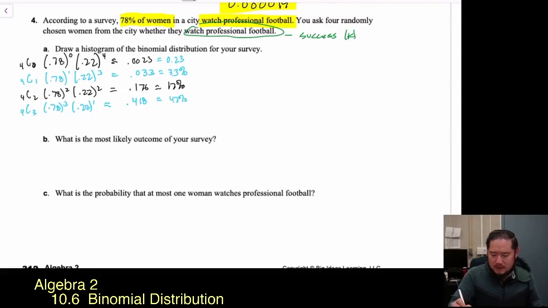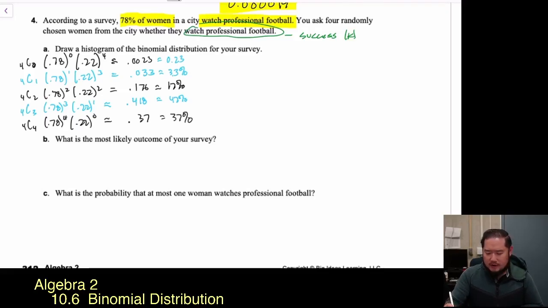Let's put that there. And finally, the last one, all 4 ladies watching professional football. We'll have 0.78 to the fourth power and 0.22 to the 0 power. This gives us 0.37, which is approximately 37%.